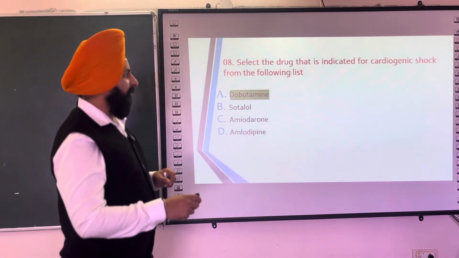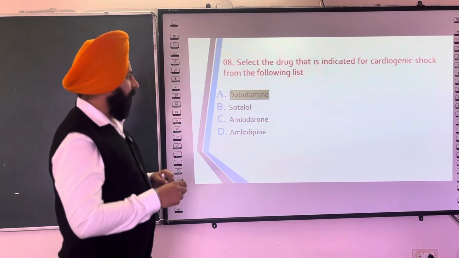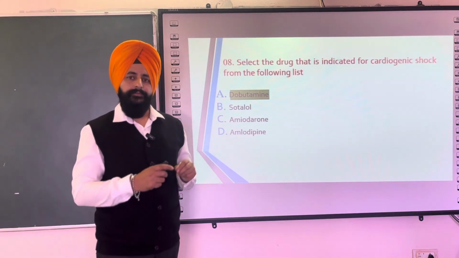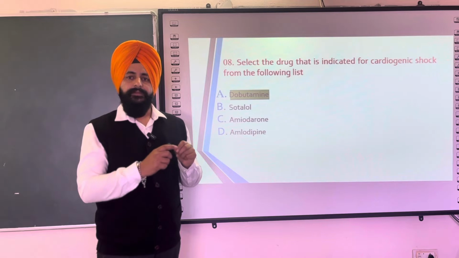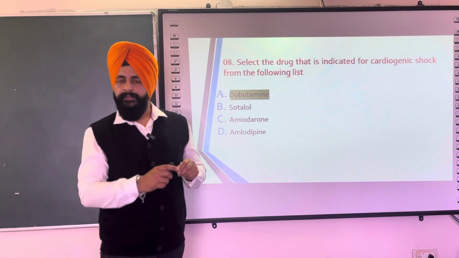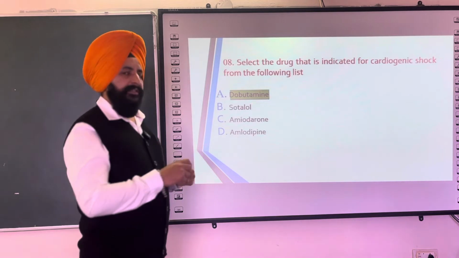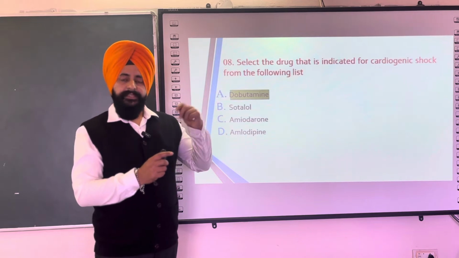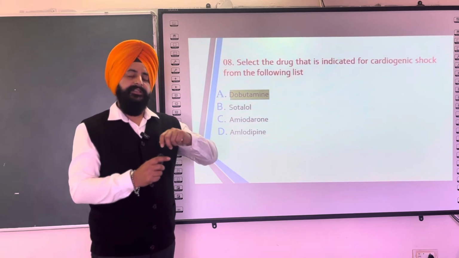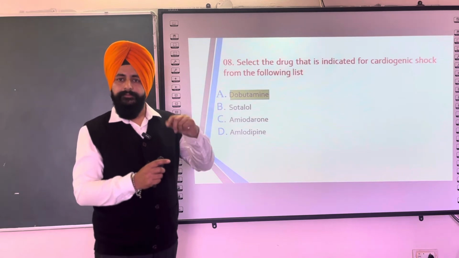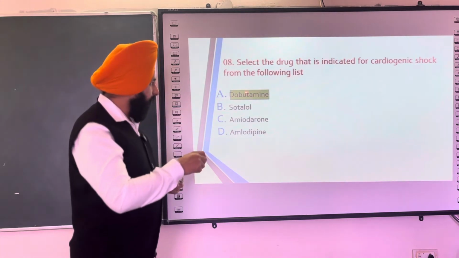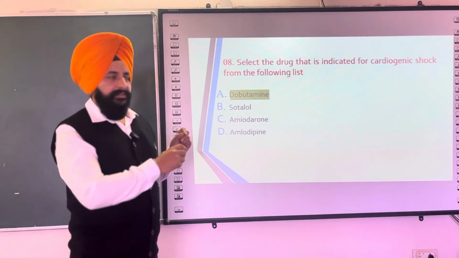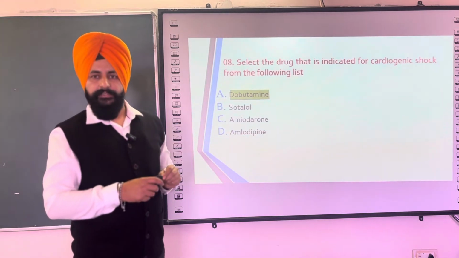Dobutamine is indicated for cardiogenic shock in patients. But if you have an option of dopamine, dopamine is not more effective than dobutamine, because dopamine increases aortic wall contraction, which independently increases the workload on the heart. So if you have the option between dobutamine and dopamine, dobutamine is better. This is the correct answer for cardiogenic shock.